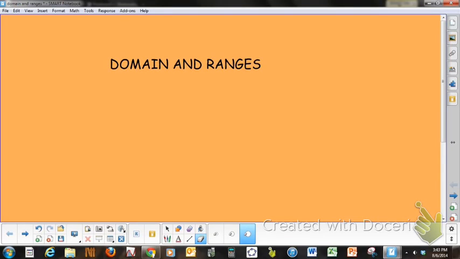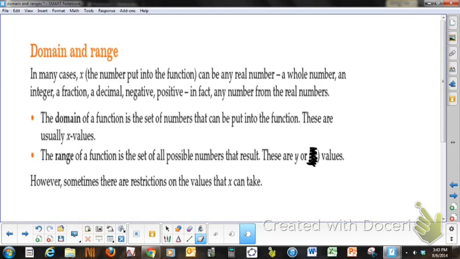Okay, we're going to talk about domains and ranges really quickly. If you've missed this lesson, the domain refers to the set of all possible x values for a function, and the range is the set of all possible y values for a function.